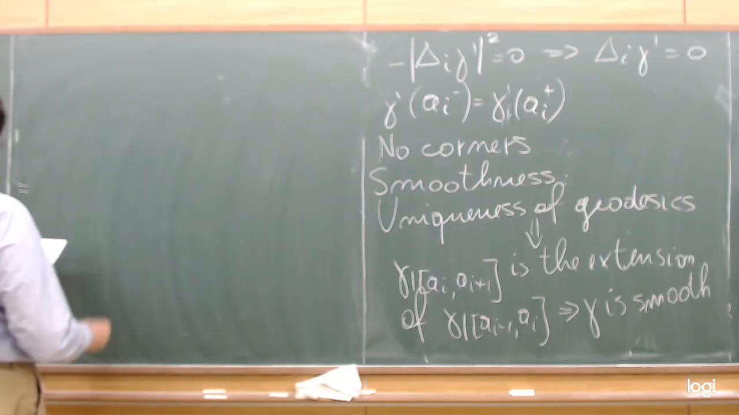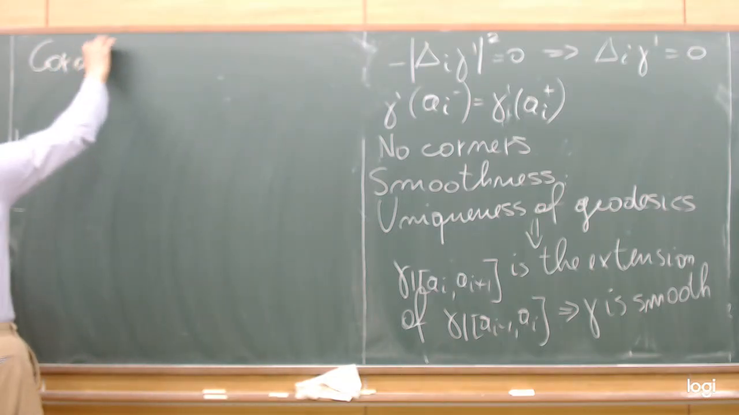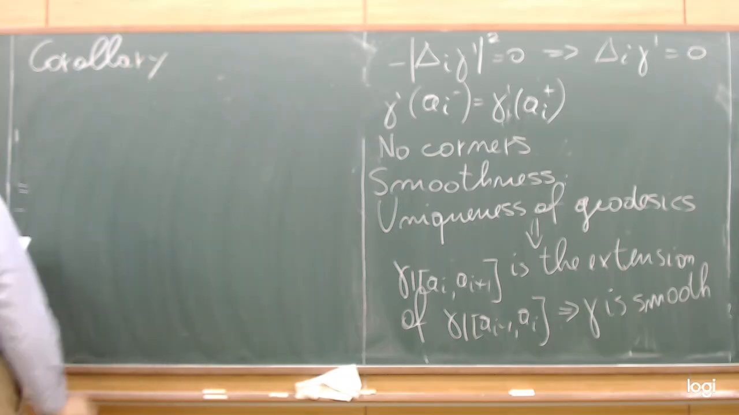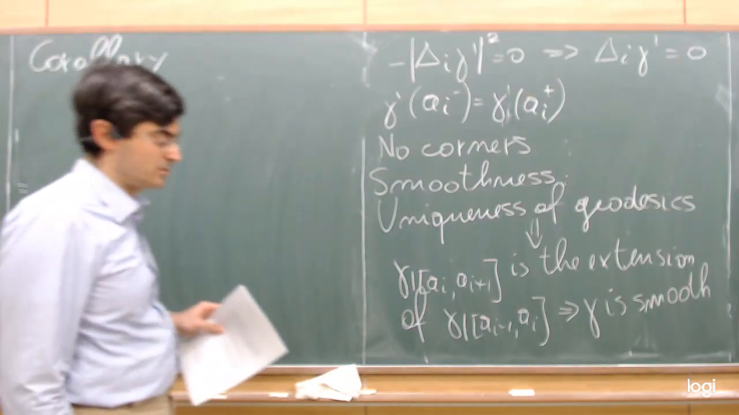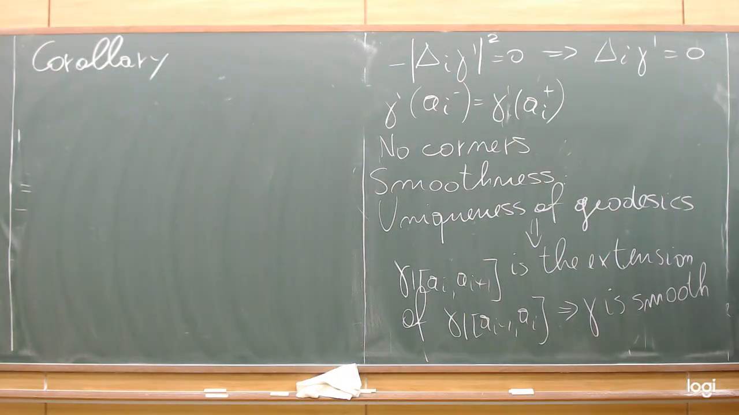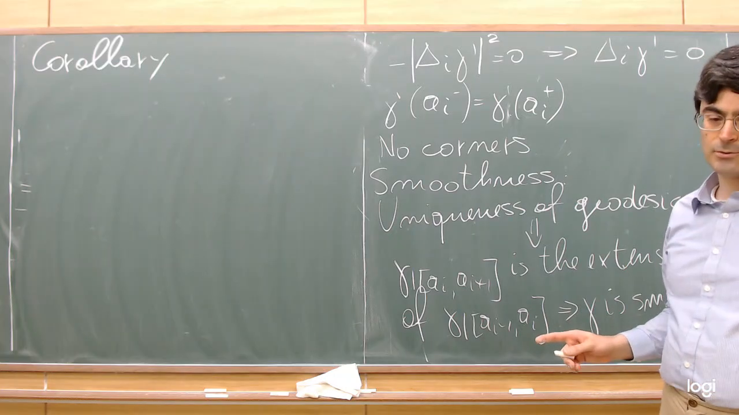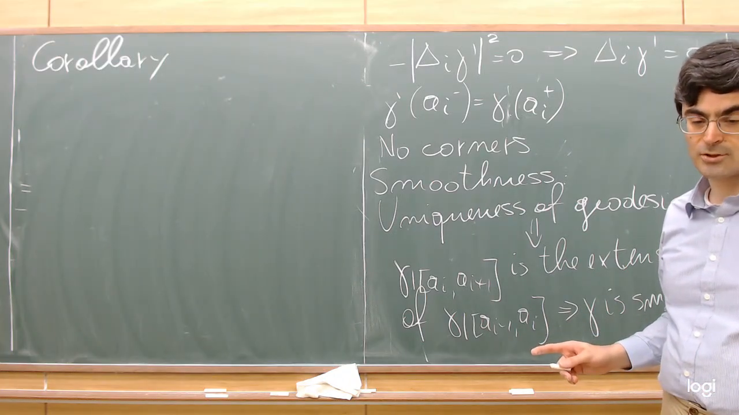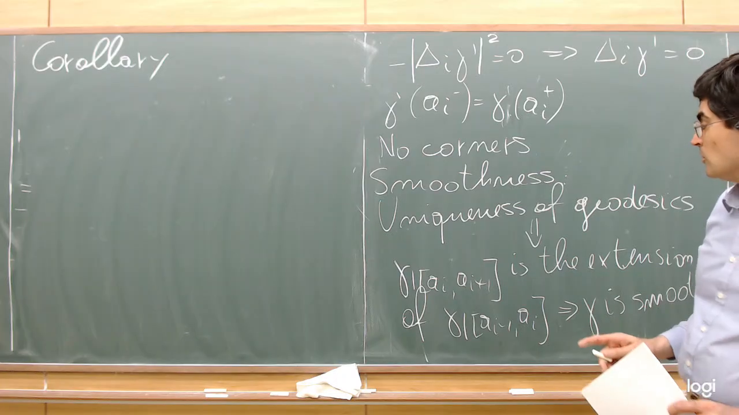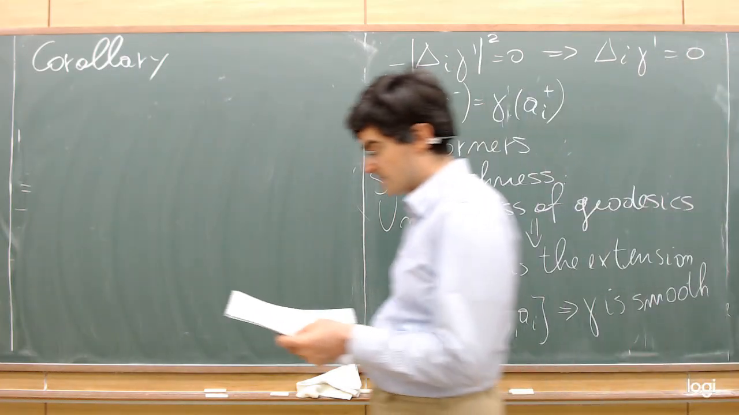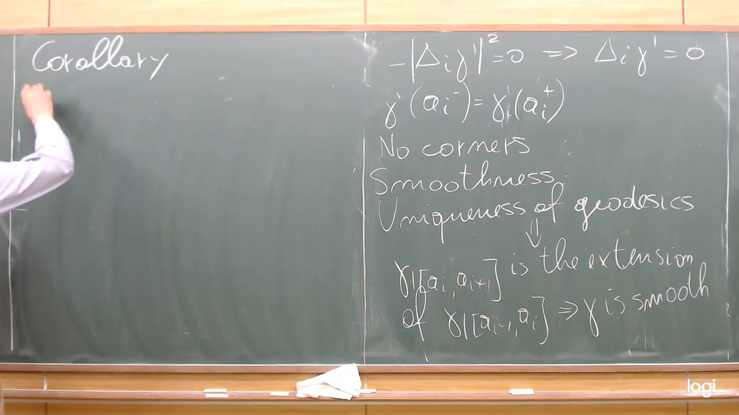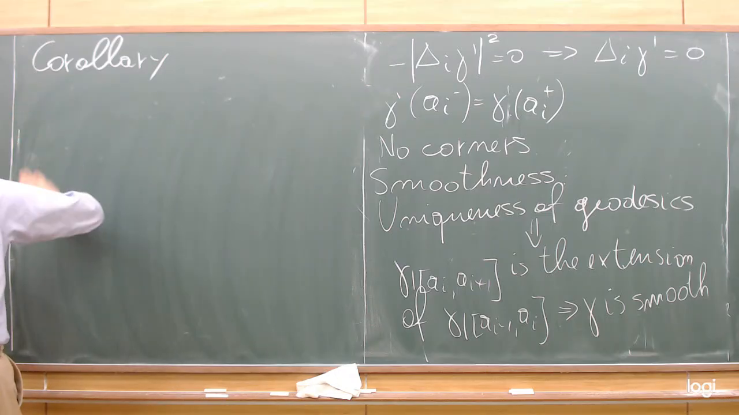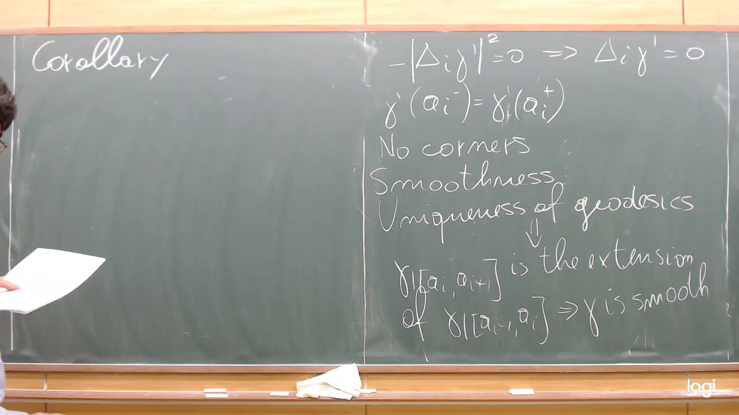And now I want to make a remark. I already told you that we did not use in this proof the fact that the curve is a minimum, but just a critical point. So what you can prove is that also the converse of this result is true if you use the fact that gamma is just a critical point.